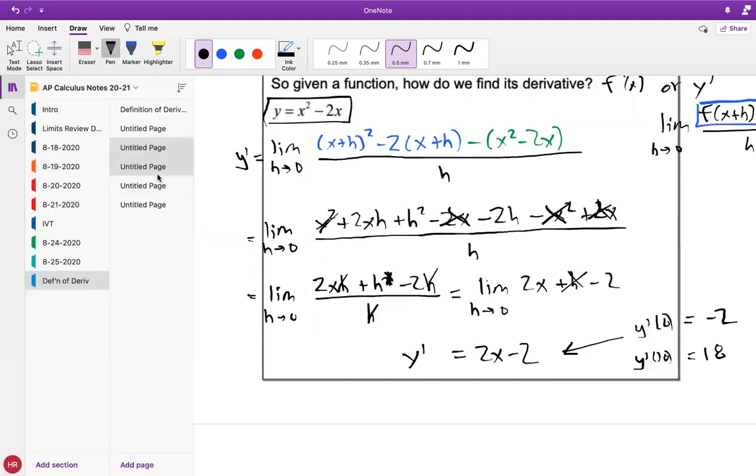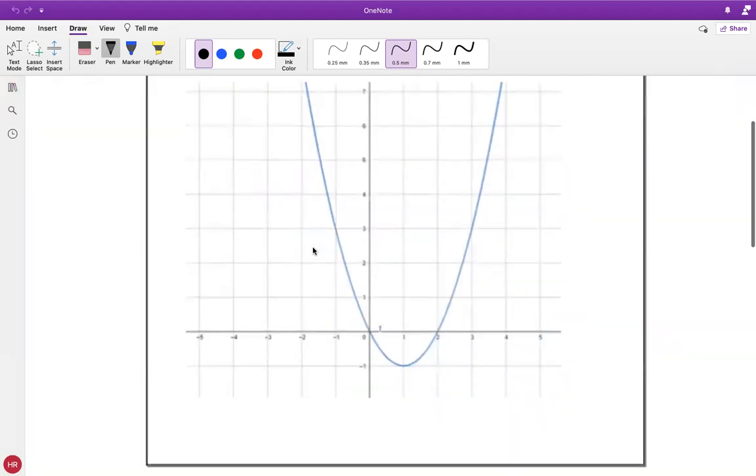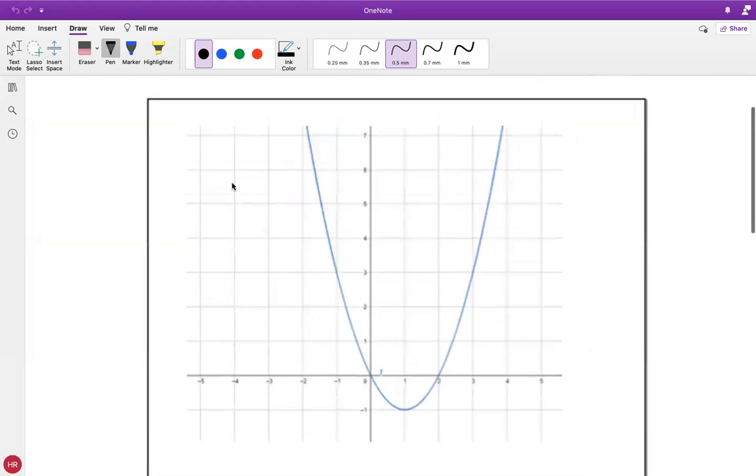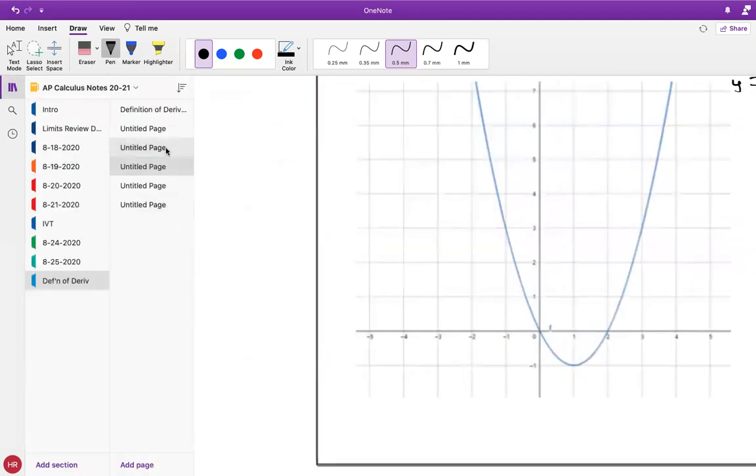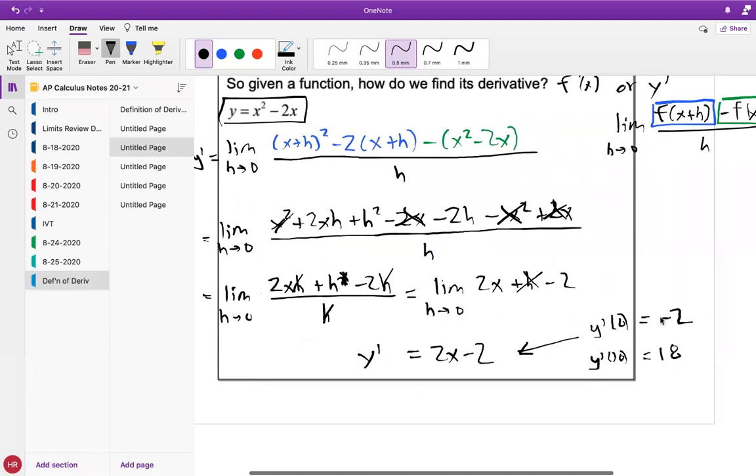So just to connect this a little bit to our previous question, this is a graph of that function, which I've already forgotten. I think it was x squared minus 2x, right? x squared minus 2x. This is the picture of that. And we said that when x was 0, we wanted the slope to be negative 2.